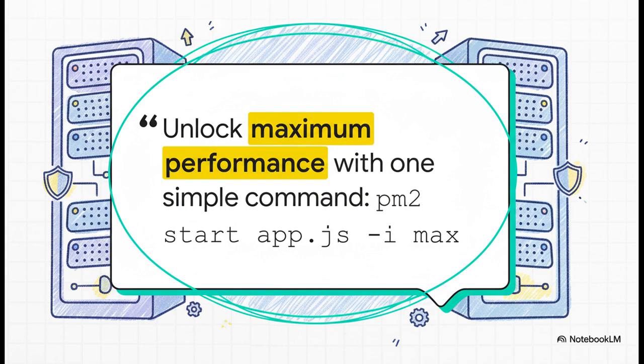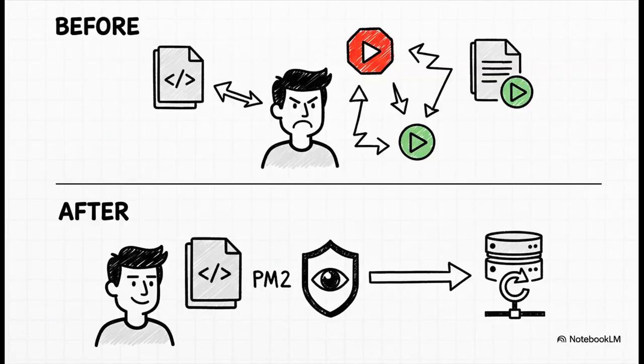And how do you do this? This is the magic part. You unlock all that performance with one simple command, PM2 start app.js -i max. That little -i max flag is all it takes. You add that and PM2 just handles the rest. It instantly maximizes your server's hardware. It's incredible.